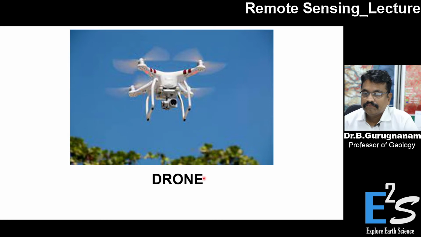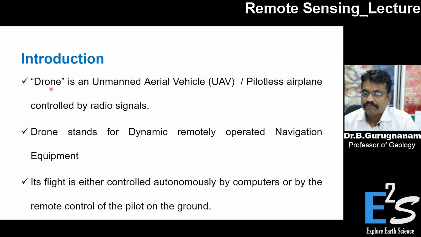Let us see. Drone, if you want to say, is an unmanned aerial vehicle, UAV. This is also called a UAV, an unmanned aerial vehicle. You keep your camera in the unmanned aerial vehicle to take photographs. Or you can also say it is a pilotless airplane controlled by radio signals. You are now controlling it by using your remote. So it is a pilotless airplane controlled by radio signals.